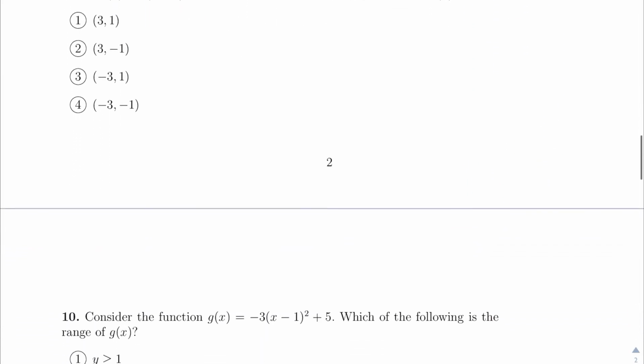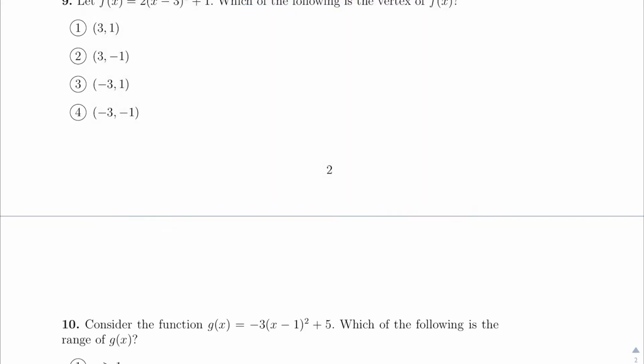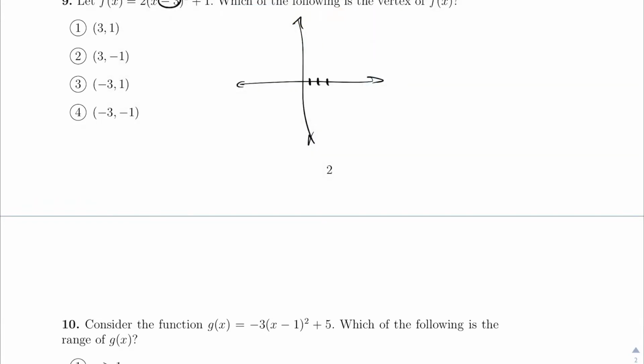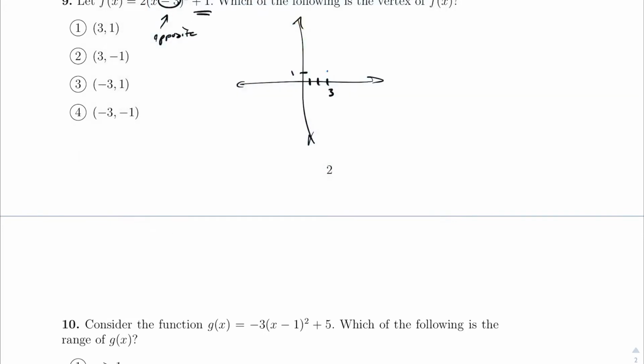Problem number 9, let f of x equal this, which of the following is the vertex? So straight up vertex form, really nice. So we've got an inside transformation of -3, that moves us 3 to the right, because it's the opposite of what we expect. And then an outside transformation of +1. So we go right 3, up 1. And it's going to be, what does this 2 do to it? The 2 just makes it twice as tall and narrow. So it's going to be a taller, narrower parabola. So the vertex is 3, 1.